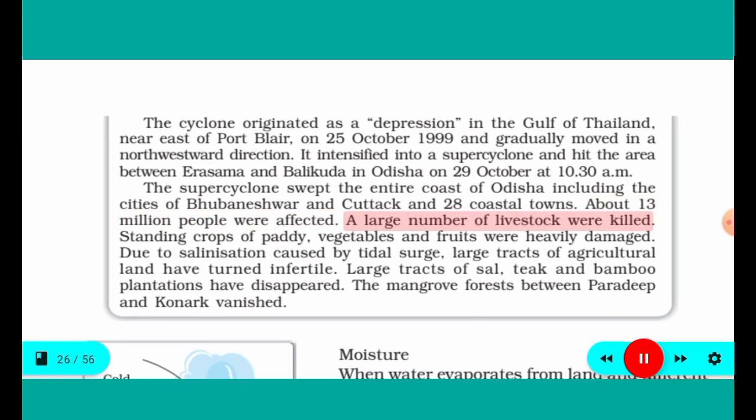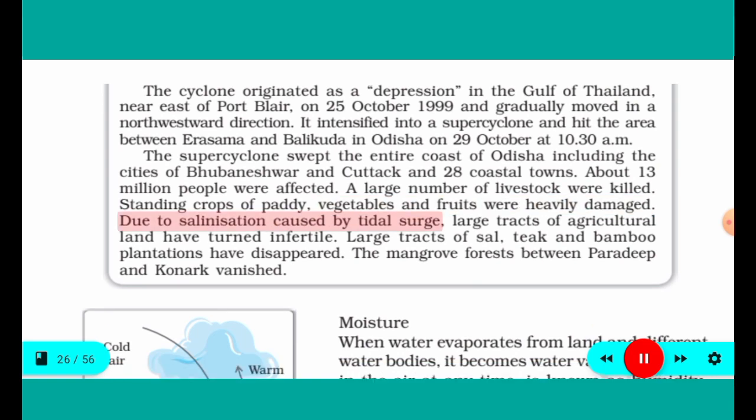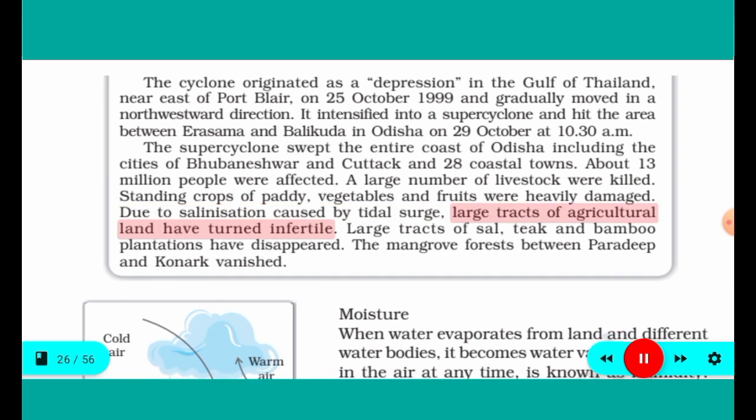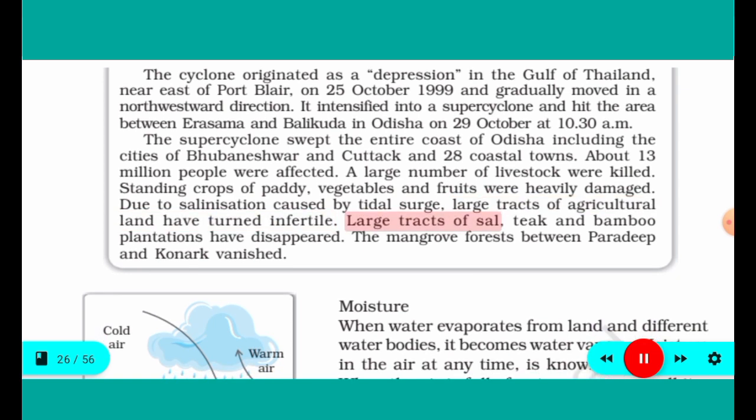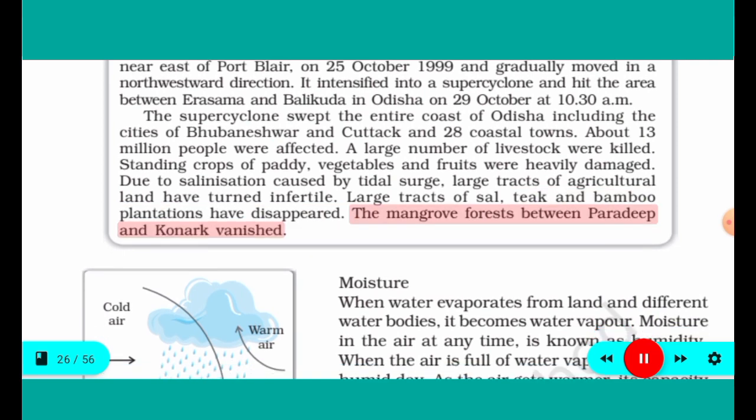A large number of livestock were killed. Standing crops of paddy, vegetables and fruits were heavily damaged due to salinization caused by tidal surge. Large tracts of agricultural land have turned infertile. Large tracts of sal, teak and bamboo plantations have disappeared. The mangrove forests between Paradeep and Konark vanished.